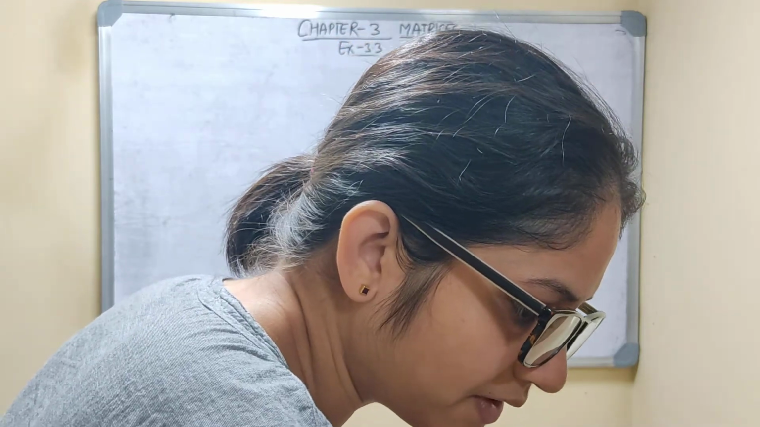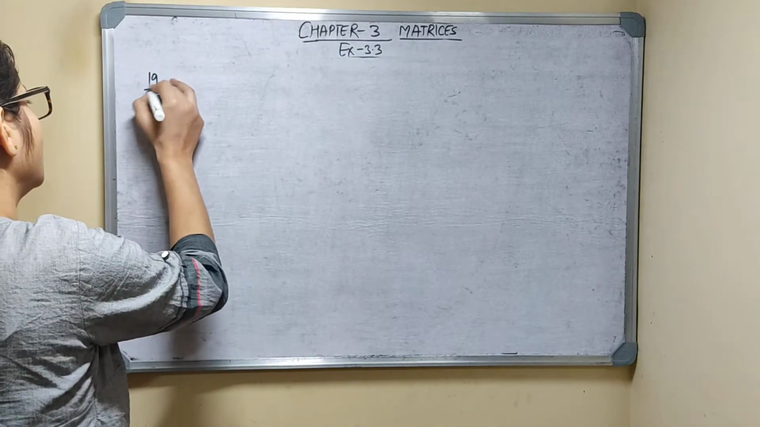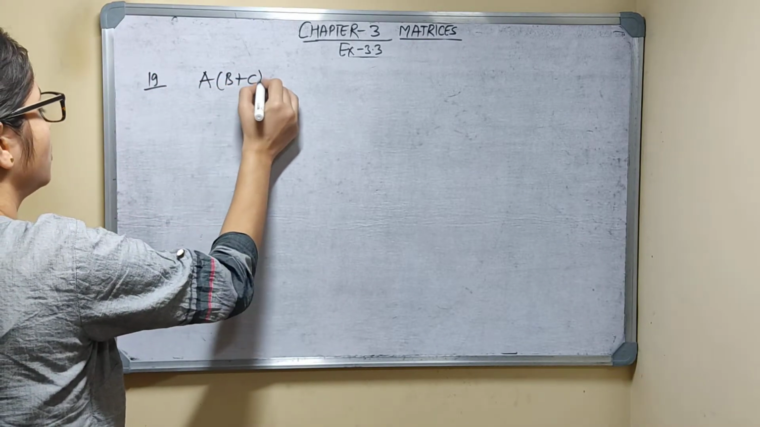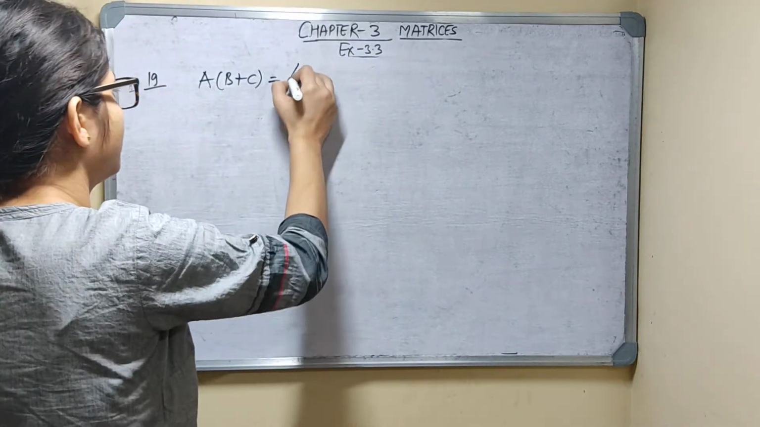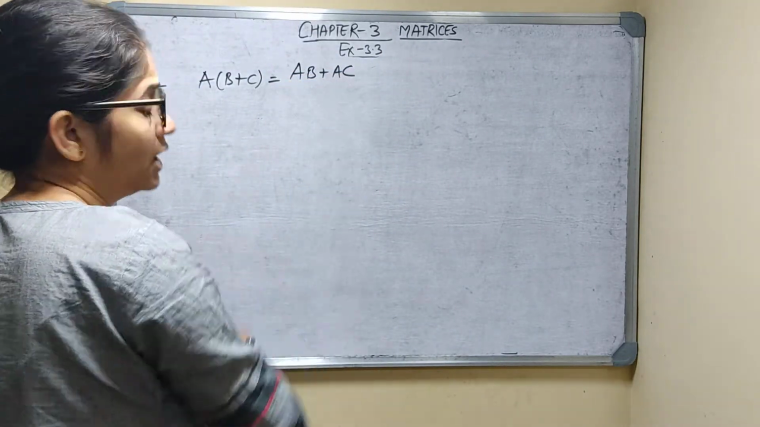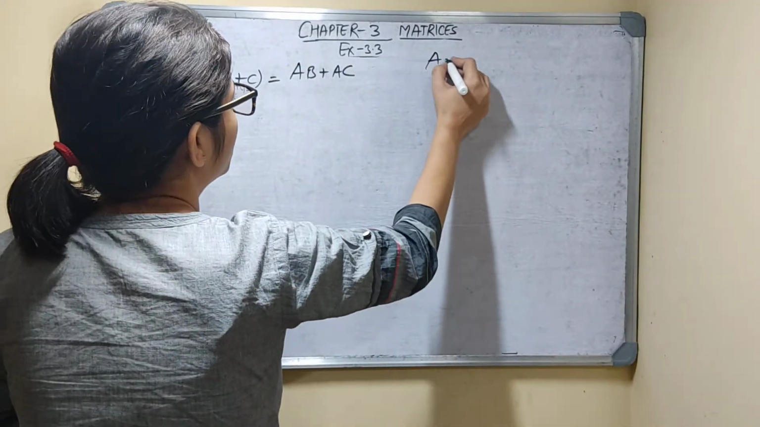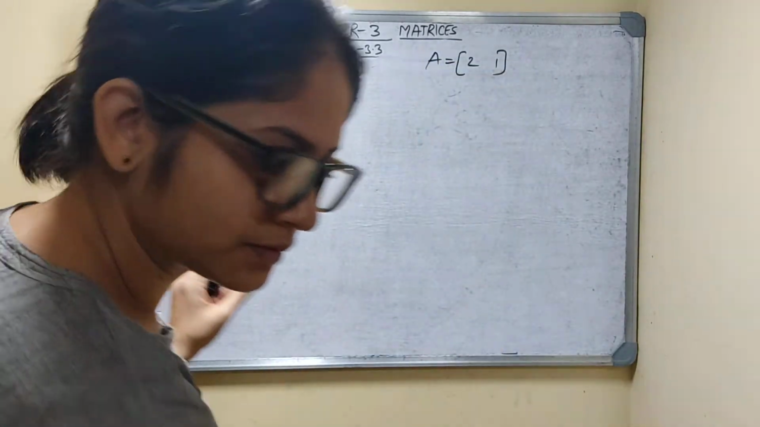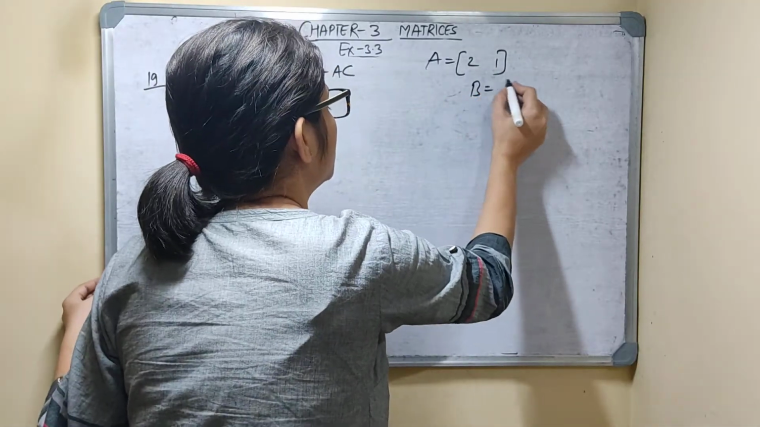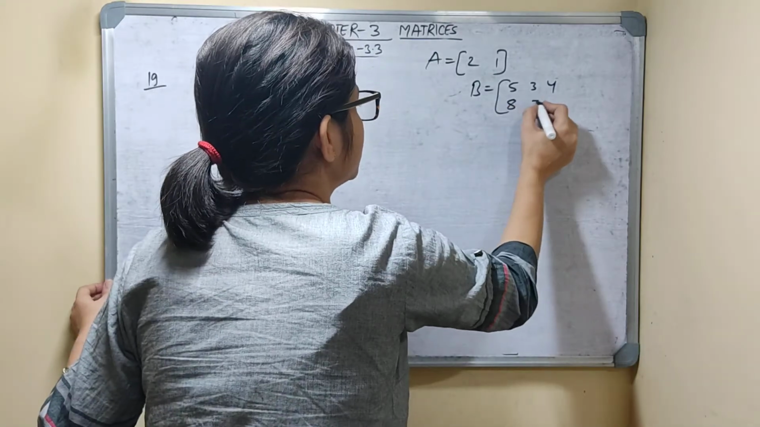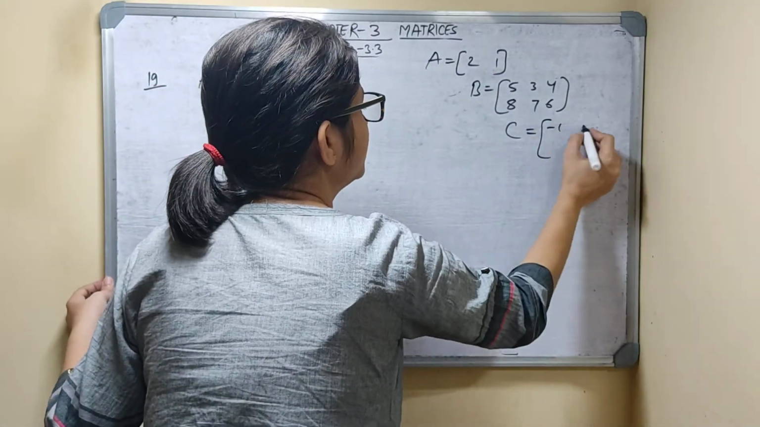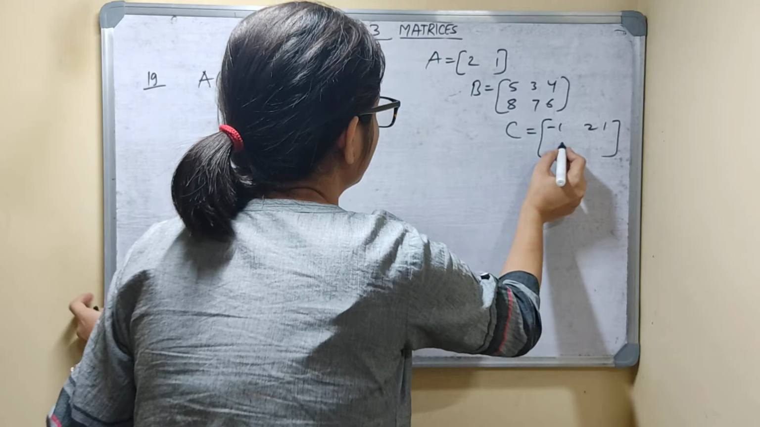Question 19, you can see A, B, C, three matrices are given. You have to verify that A into (B plus C) is equal to AB plus AC. I am writing question number 19. First I am writing A. A is equal to [2, 1]. B is equal to [5, 3, 4; 8, 7, 6], and C is equal to [-1, 2, 1; 0, 1, 2].